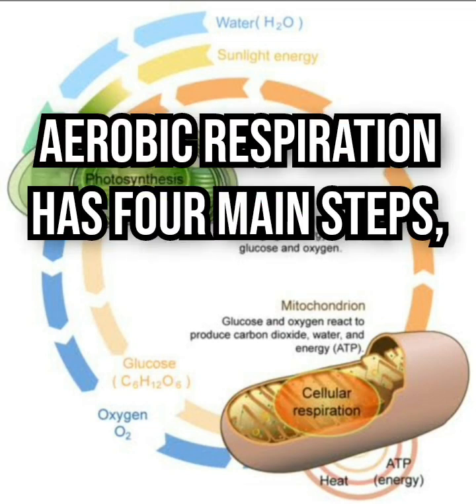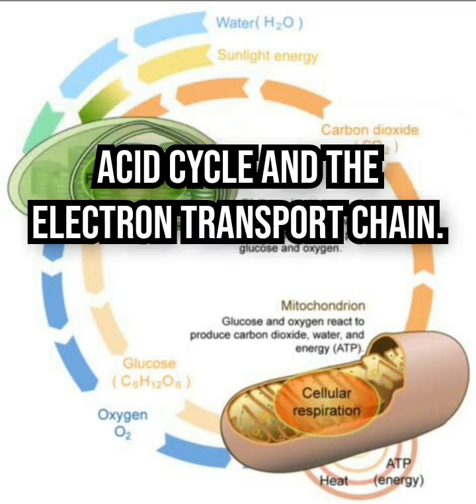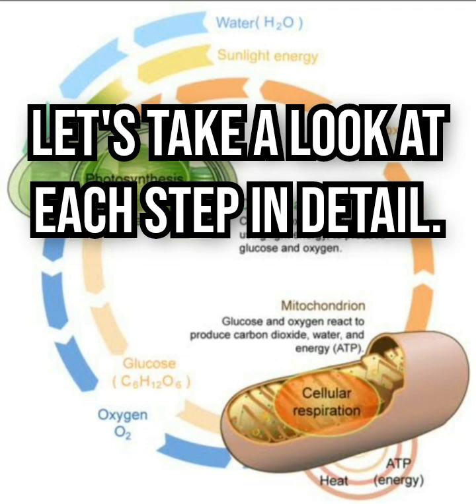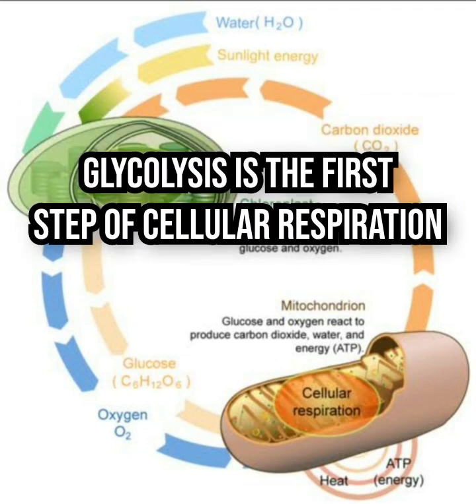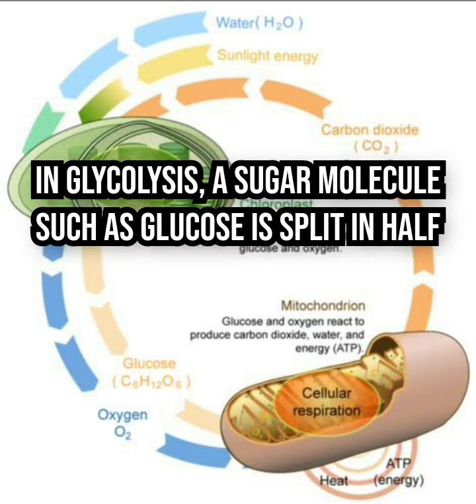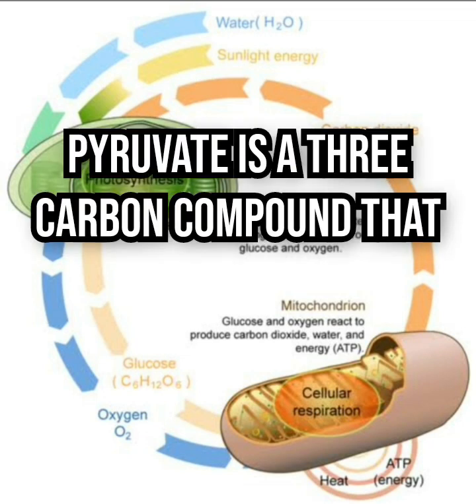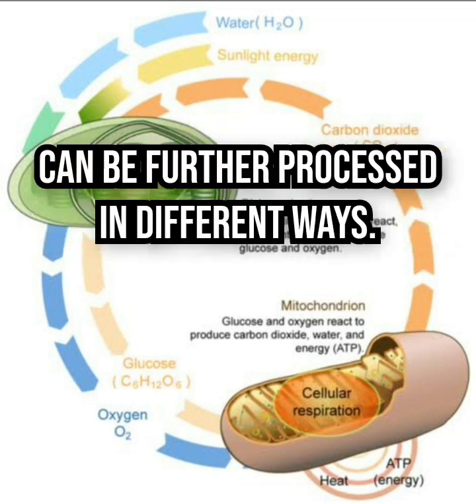Aerobic respiration has four main steps: glycolysis, pyruvate oxidation, the citric acid cycle, and the electron transport chain. Let's take a look at each step in detail. Glycolysis is the first step of cellular respiration, and it happens in the cytoplasm of the cell. In glycolysis, a sugar molecule such as glucose is split in half, generating 2 molecules of ATP and 2 molecules of pyruvate. Pyruvate is a 3-carbon compound that can be further processed in different ways.